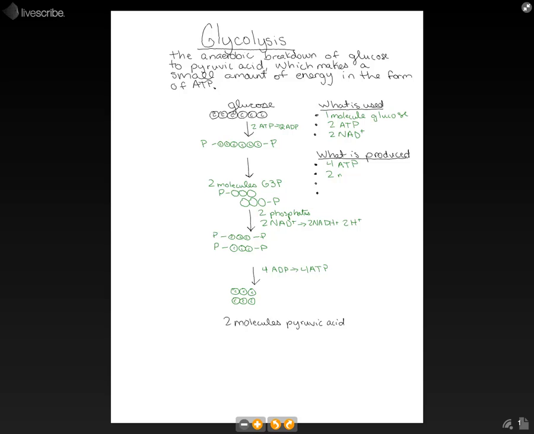We're going to have 2 molecules of pyruvic acid. We're going to have 2 hydrogen ions, and we're going to have 2 NADH. And this is the cycle of glycolysis, which is one of the most fundamental types of cellular respiration since it's anaerobic. Bacteria even will carry this out to give energy.